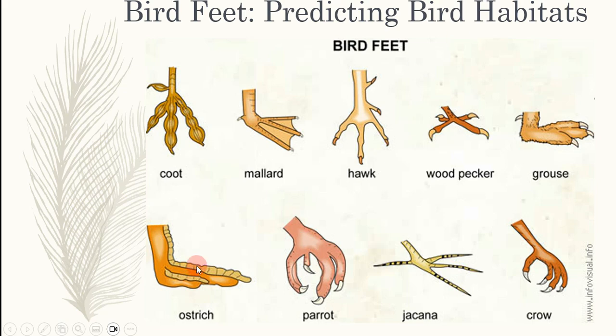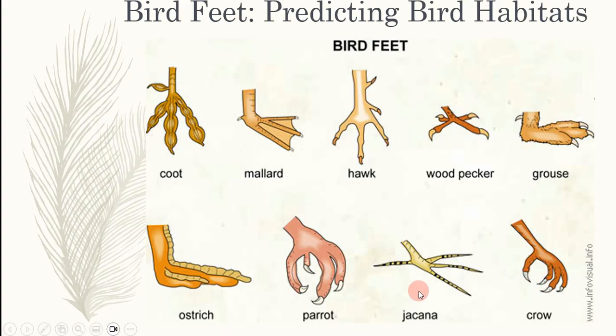Our ostrich is a flightless bird, very large, very heavy, and they have very strong feet for walking. They're going to be walking birds. Running, too. We'll get to that. Parrot perching right here. They're going to perch very strongly on a branch, as will the crow. So we have the four toes like this, similar to the woodpecker. The woodpecker's holding onto the side of a tree. The parrot's holding onto a branch. The crow's holding onto the branch.